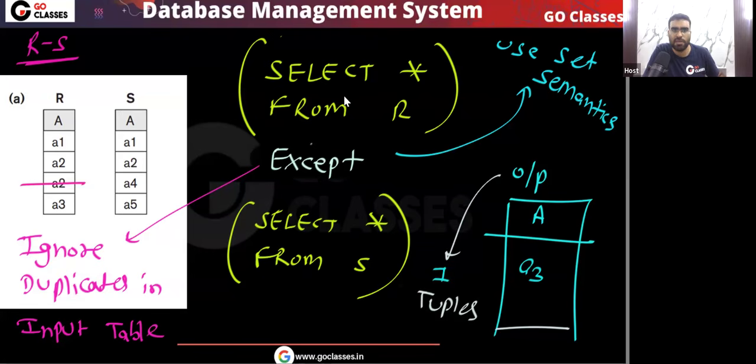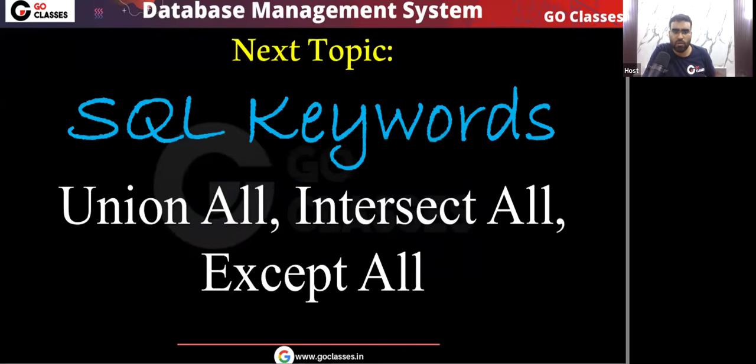Is this clear? Please tell me. You are doing the set difference, R minus S, so only the A3 tuple will be there. Only one tuple in the output. I hope all these points are clear. Now let's move on. Let's see some more SQL keywords, that is union all, intersect all, except all.